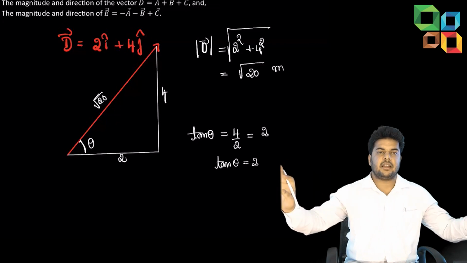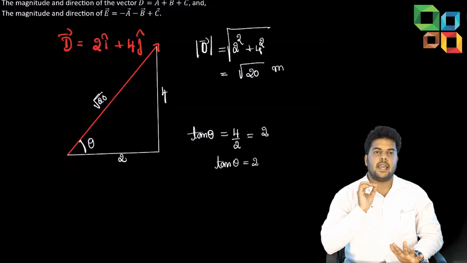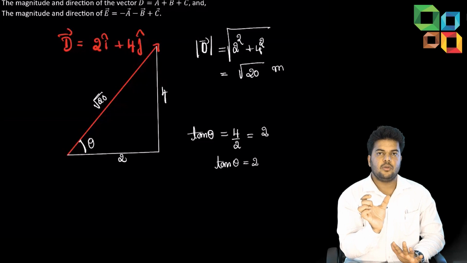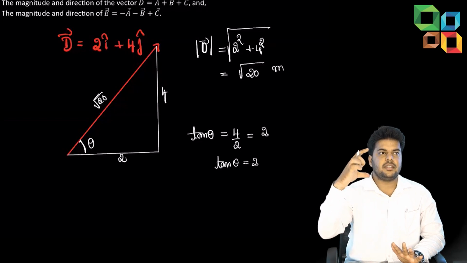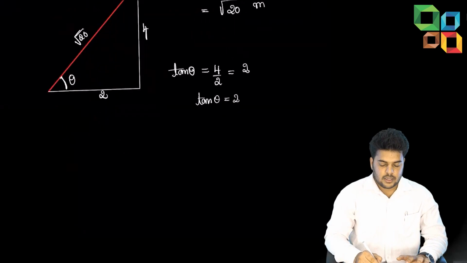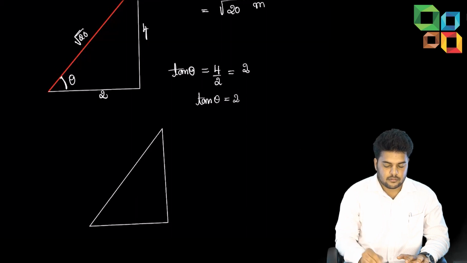Draw any triangle. I don't have to draw 4 and 2. You don't have to draw 4 and 2. You can draw any right angle triangle you want with the opposite side twice as big as the adjacent side. So you can draw 10 centimeters over here and 5 centimeters over here. And there you'll have your right angle triangle. Now measure this angle over here.